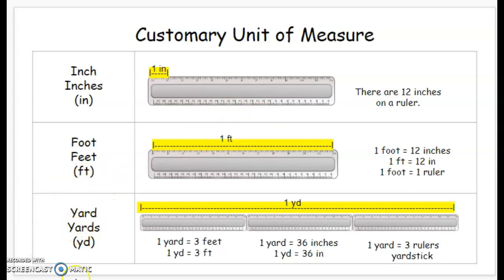Then this last one here is a yard, 1 yard, yards, and then the abbreviation YD. 1 yard, notice, is 3 rulers, so that's 3 feet. 1 yard equals 3 feet. 3 feet is 36 inches, so then here I have 1 yard equals 36 inches, and then here 1 yard equals 3 rulers, or a yardstick. So these are the customary units of measure.